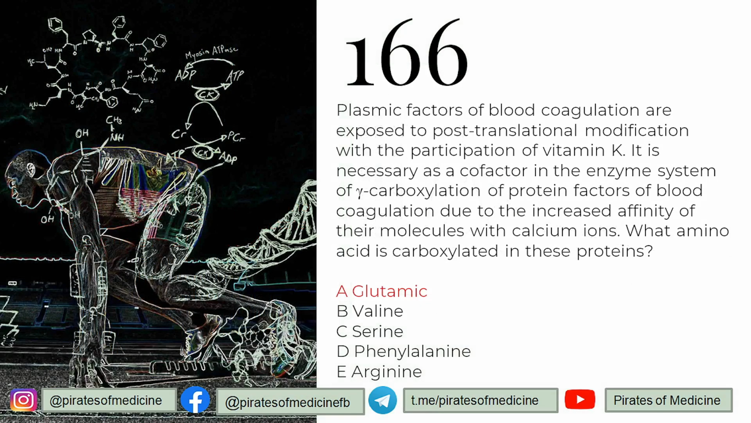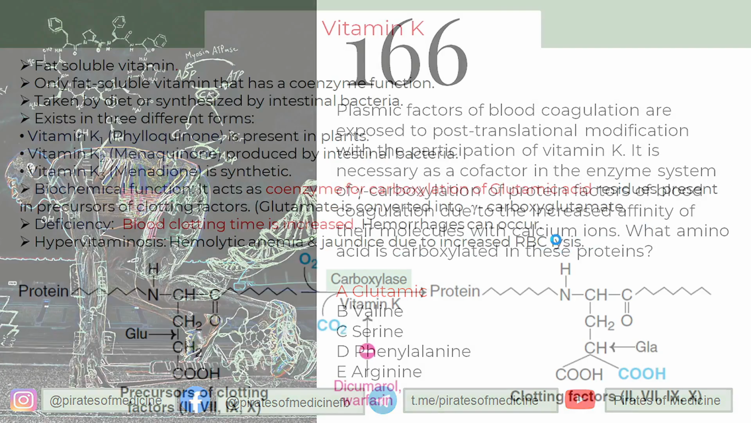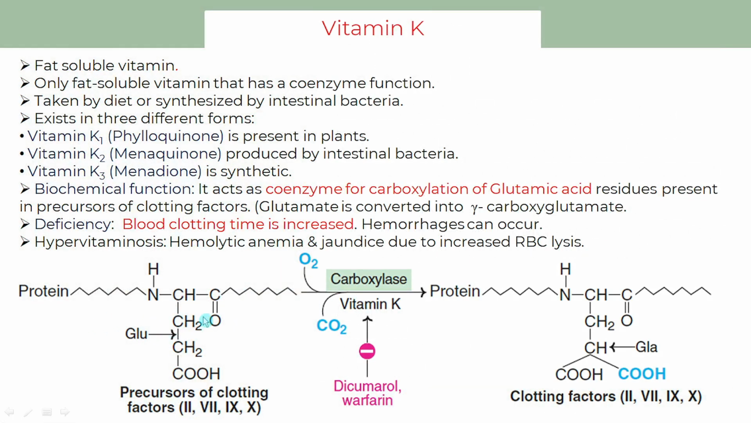166. Plasmic factors of blood coagulation are exposed to post-translational modification with participation of vitamin K. It is necessary as a cofactor in the enzyme system of gamma carboxylation of protein factors of blood coagulation due to increased affinity of their molecules with calcium ions. What amino acid is carboxylated in these proteins? Vitamin K, what does it do? It is a coenzyme for carboxylation of glutamic acid.